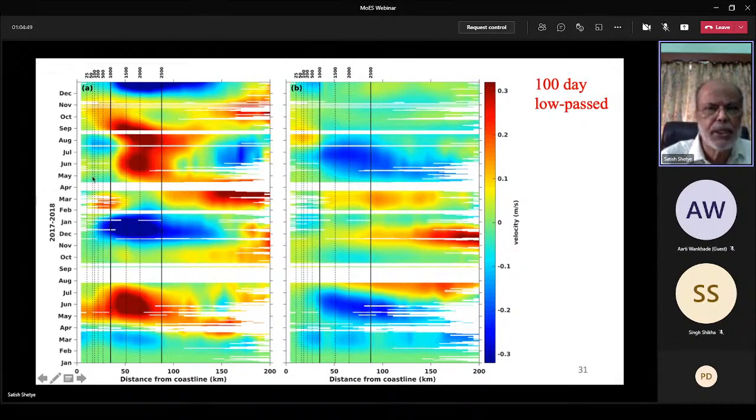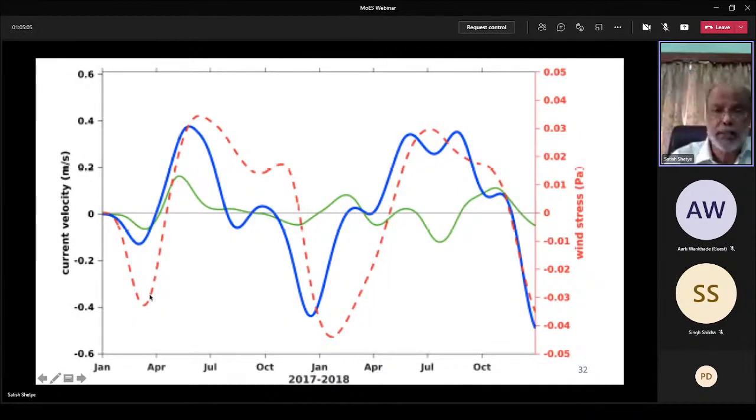And these are shallow depths. Up to here or so is less than 50 meters. This is the 70 meters. But the more important thing to note is if I plot the 50 meter and the 70 meter value side by side, what you find is the deep, which is the blue line here, shows a distinct annual cycle. The green line, which shows the coastal, that is 50 meter depth current, does not seem to have much of a resemblance to the deep current. It doesn't seem to have an annual cycle, even though the winds over the shelf region have an annual cycle.